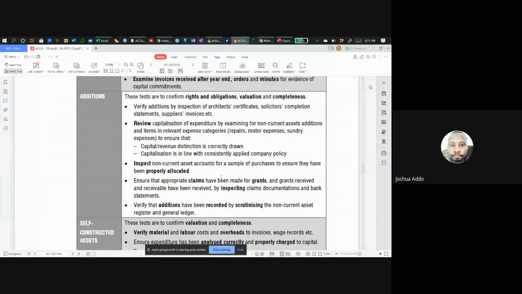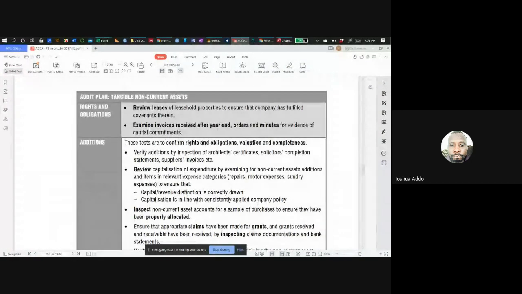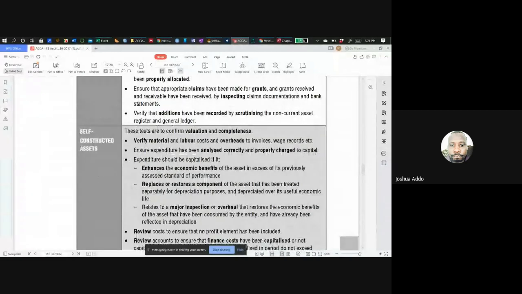Review capitalization of expenditure by examining non-current asset additions so that they don't misclassify. So this goes to work with valuation and completeness. It will also have to work for, what do we call it? Classification. Yeah. Inspect non-current asset account for a sample of purchases to ensure they have been properly allocated. So that's about additions. This addition thing actually helps you to do other assertions, not an assertion on itself.